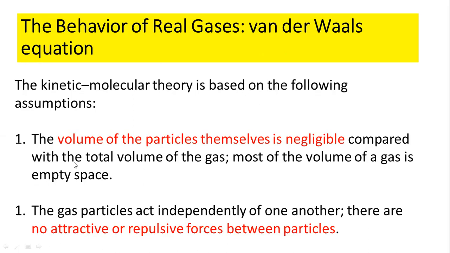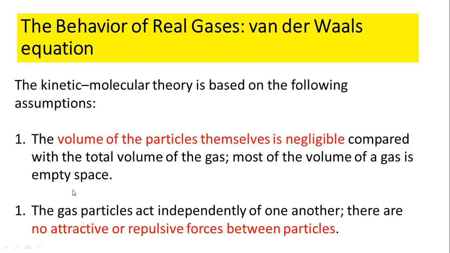So the first assumption is that the volume of the particles of the gas themselves is negligible compared with the total volume of the gas, and most of the volume of a gas is empty space. So this is particularly with reference to the ideal gas. Now the real gases are going to deviate from this assumption, and this is one of the main objectives of today's class, to learn how the real gases are going to deviate from the ideal gases based on this assumption.